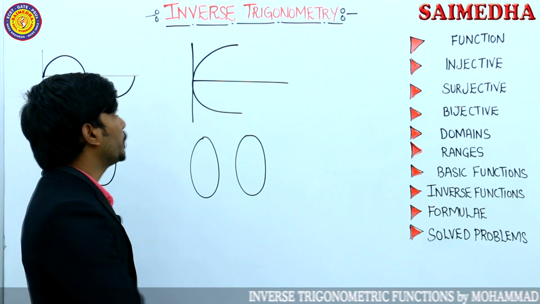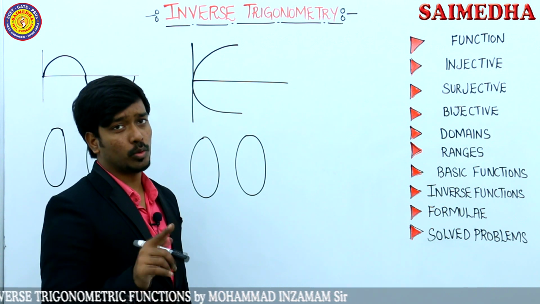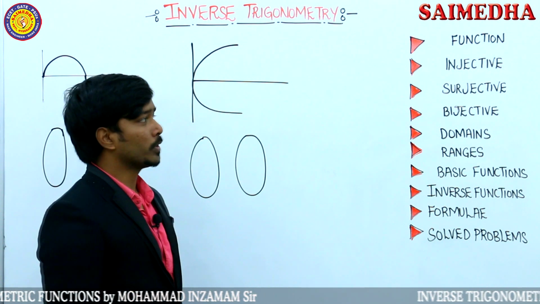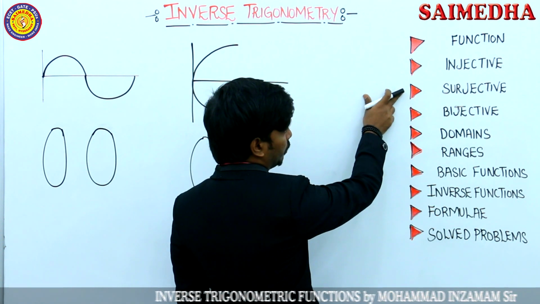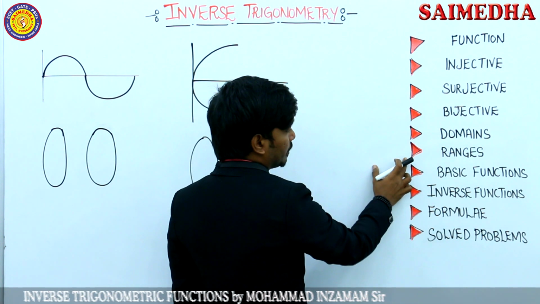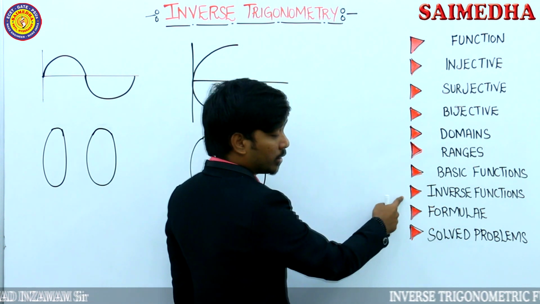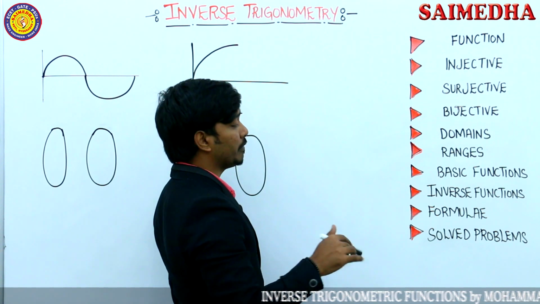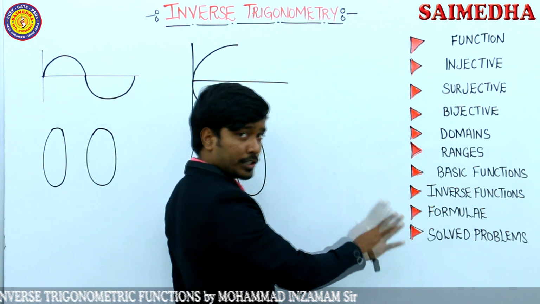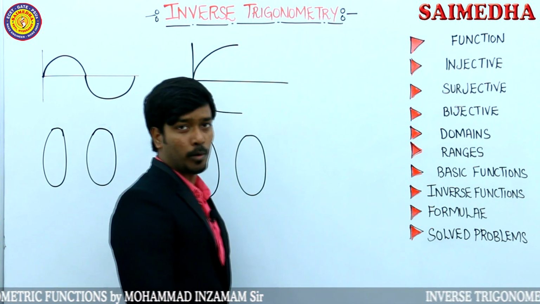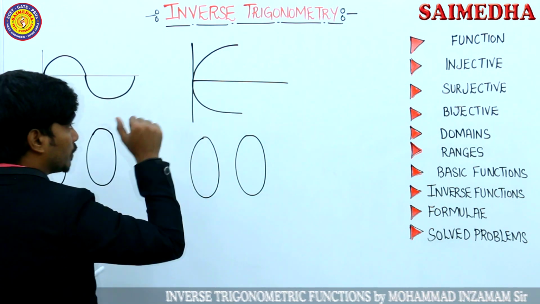Let's continue our new topic now, that is inverse trigonometry. Every year you are going to get one or two questions, guys, from the inverse trigonometry topic. So in this part we are going to discuss the meaning of function, injective, surjective, bijective, domains and ranges. What are the domains and ranges for basic functions? What are the domains and ranges for inverse functions? Their derivations, their diagrams and everything we are going to see in this chapter. At last we are going to remember the logical formulas, and then we are going to solve the problems by logic only.